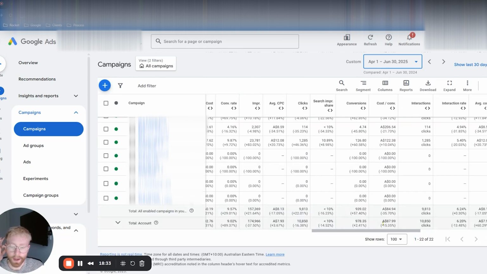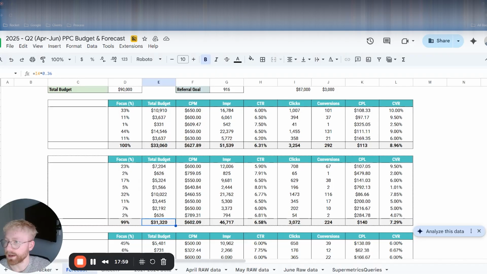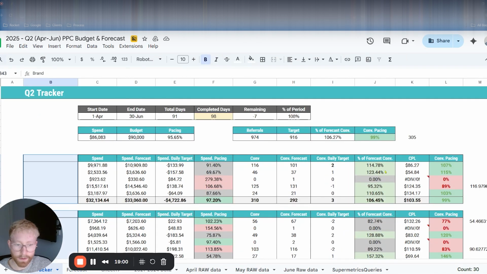When you have a sheet like this, when I'm managing this account, I'm in that Google Sheet more than I'm in this account, because that Google Sheet uses Supermetrics and pulls in data in real time, and I can actively see how we're tracking against our forecast. And here you can see the conversion pacing. It shows us we're pacing at 100%, which is perfect, and that means we've hit our target. 107% means we've actually exceeded our target.